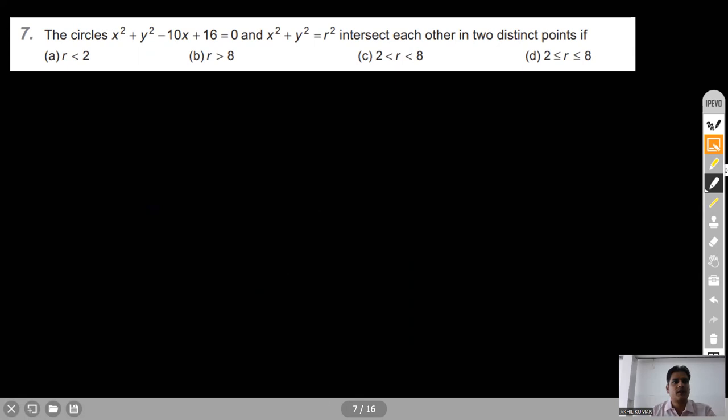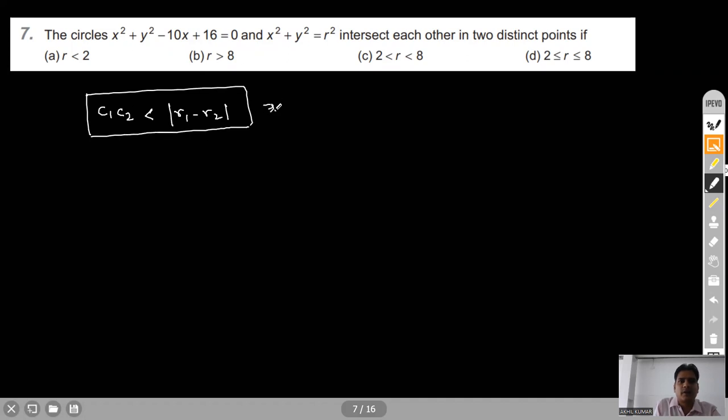So let's see the next question. Question number 7. It is saying that the circles this and this intersect each other in two distinct points. Okay. So both these circles are intersecting in two distinct points. What does it mean? That the distance between them must be less than R1 minus R2. This condition must be satisfied if both the circles are intersecting at two distinct points.